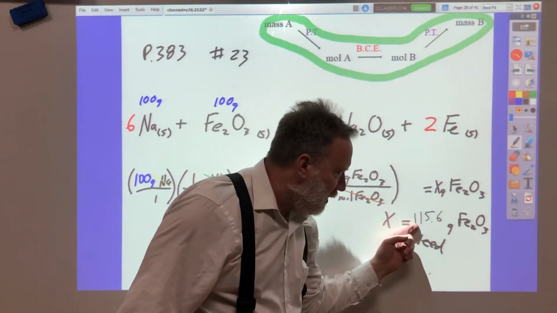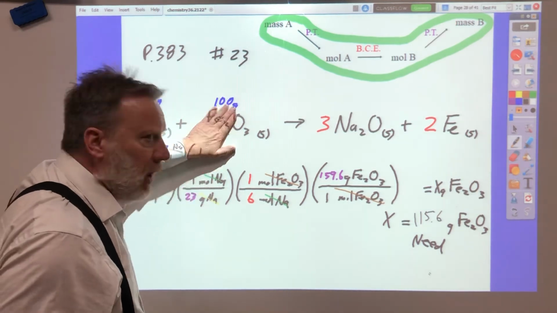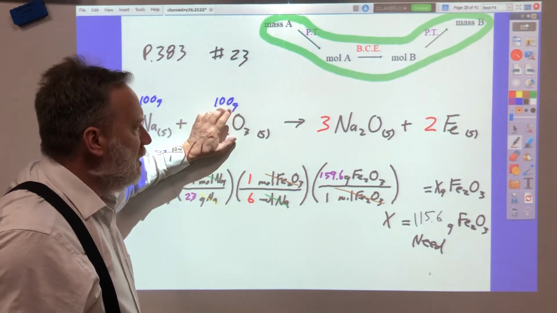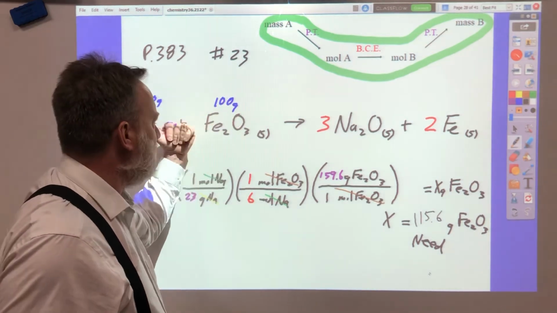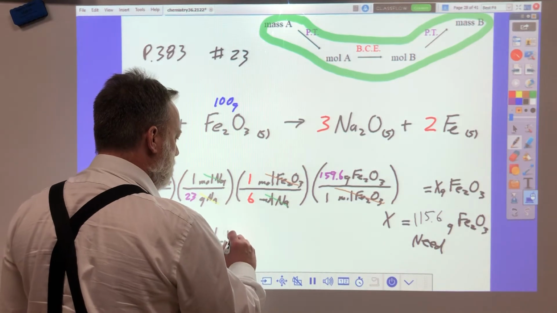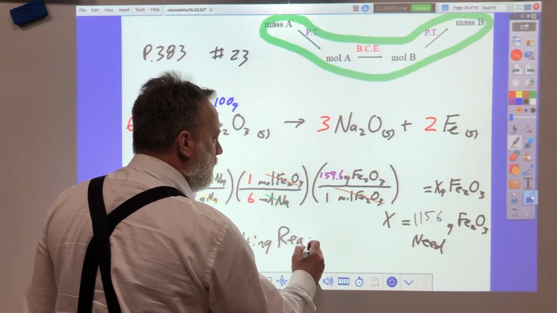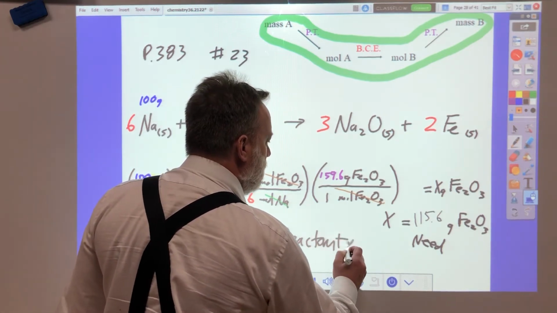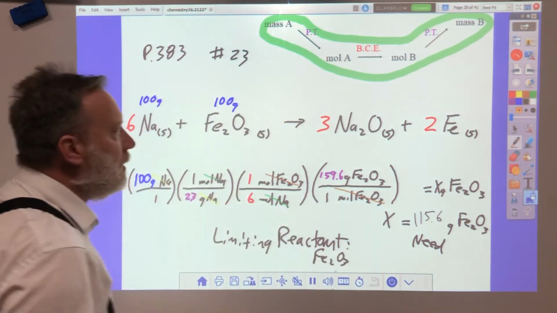If I need 115.6 and I've got 100, which one is limiting? This one. Because I'm not going to reach 115.6, the reaction is going to stop and there's going to be some of this left over. So the limiting reactant is Fe2O3.